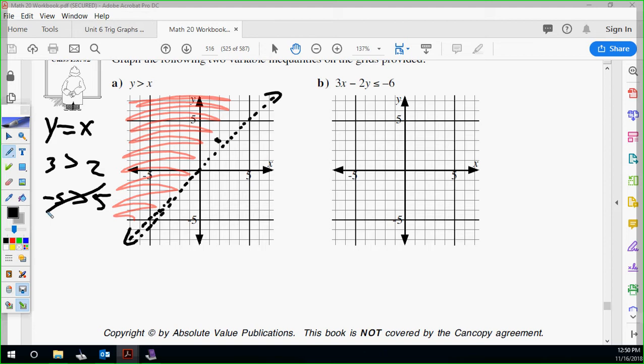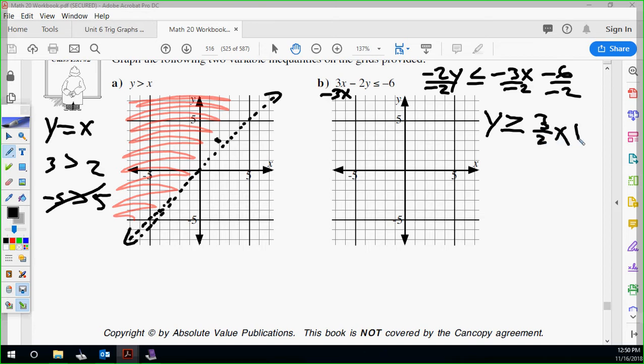Good. For this one, we want to solve for y so we can see what we're graphing. So we're going to do some work and solve for y. We're going to subtract 3x over, so we have -2y less than or equal to -3x. I slide the -3x in front because I like my slope to be in front. If it's on the back side, it's not going to matter. But what do we have to do here? We have to divide by -2, which makes us flip the sign. So it's going to be y greater than or equal to 3 over 2 x plus 3.